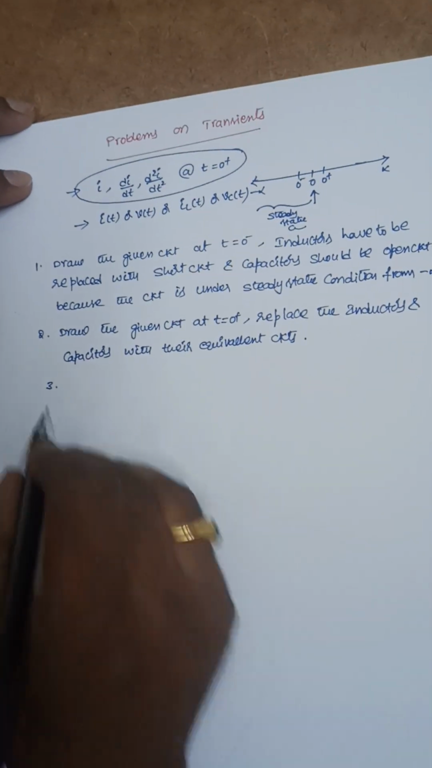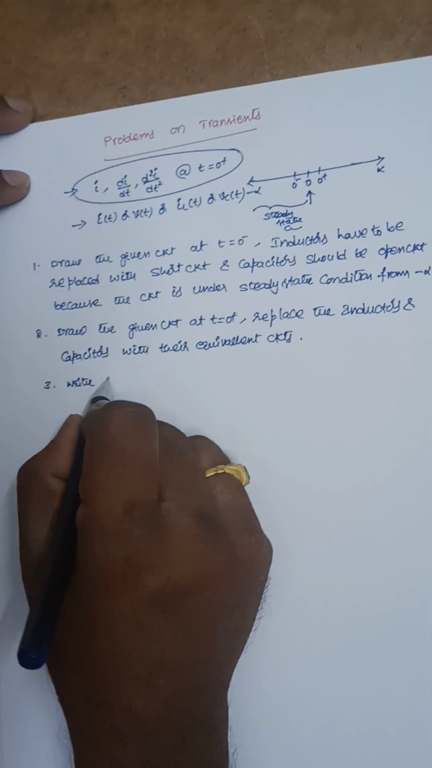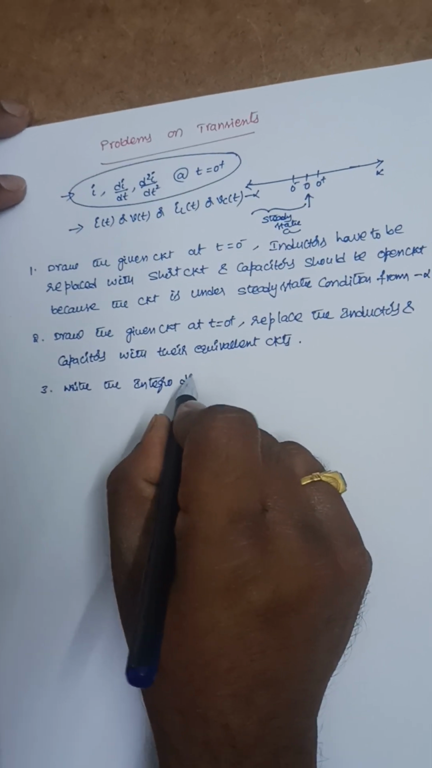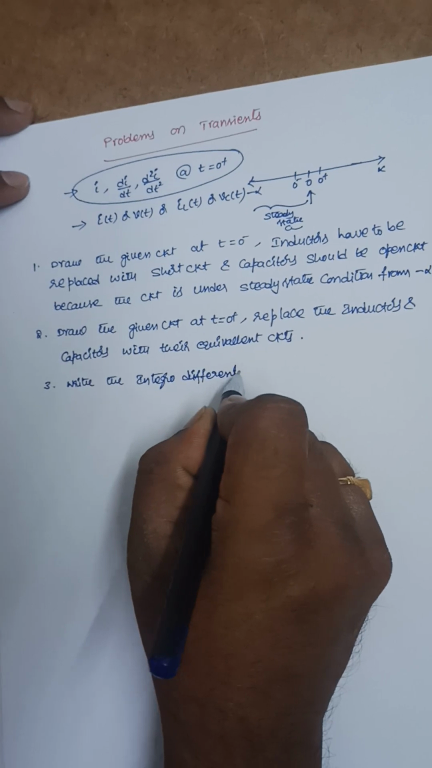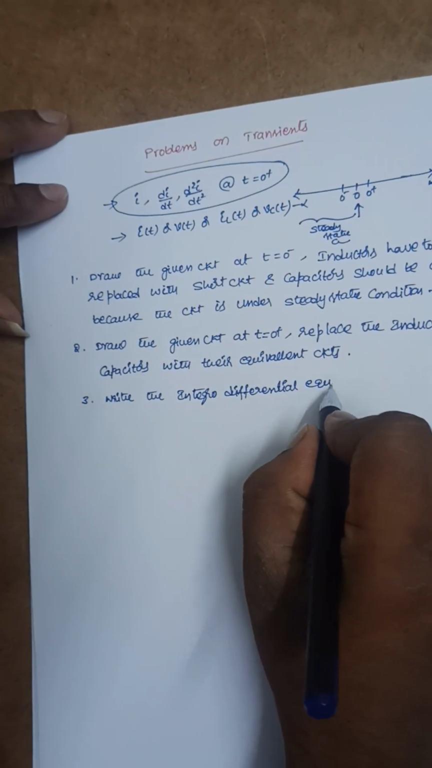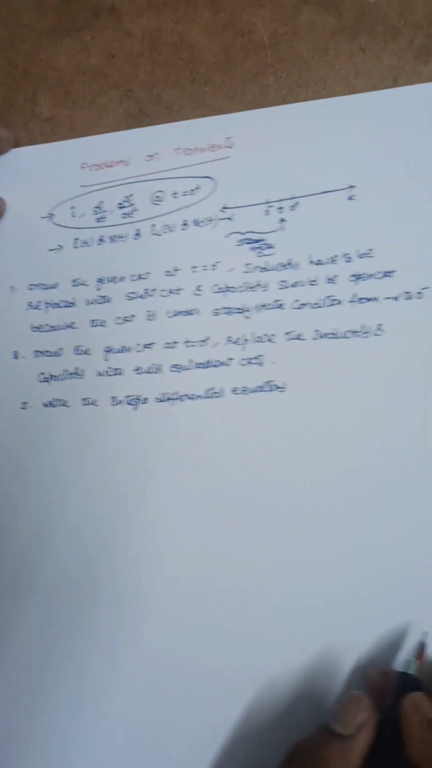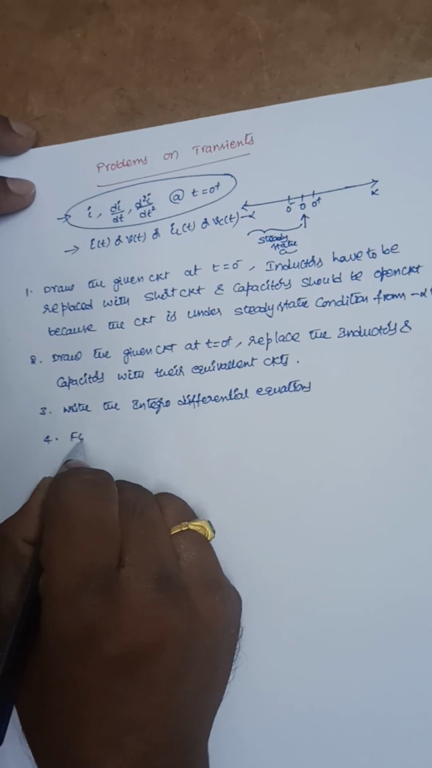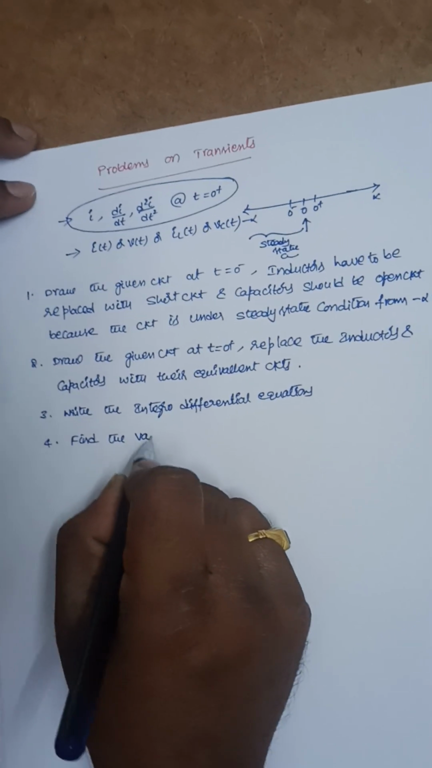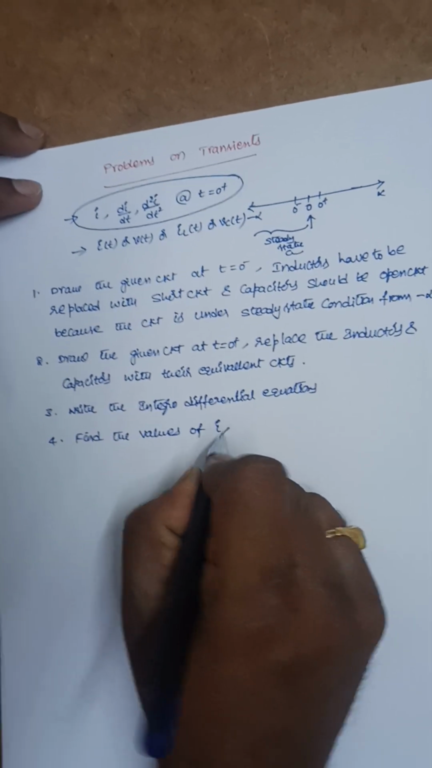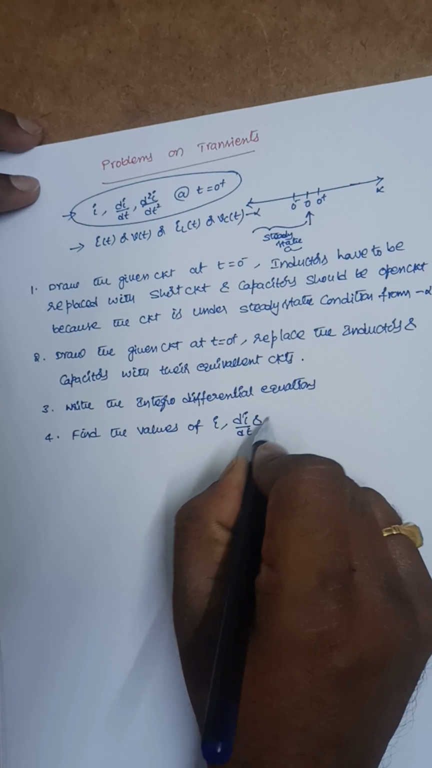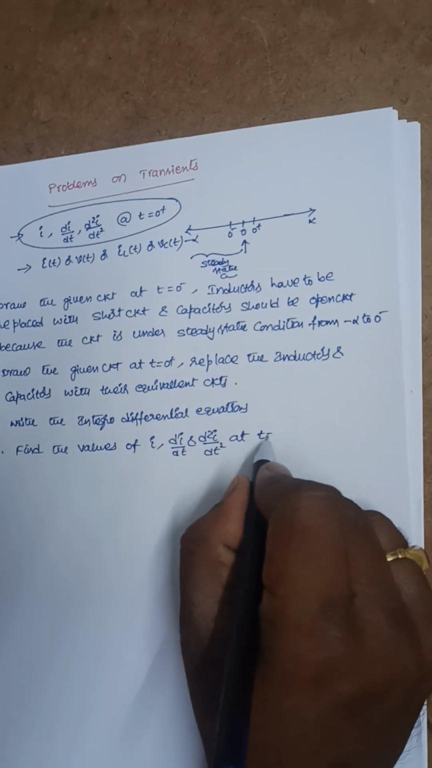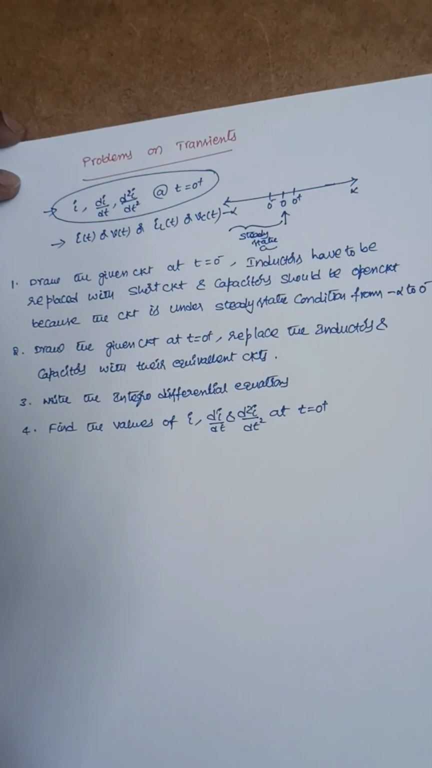Next, write the integral differential equations. Then find the values of I, di by dt and d square I by dt square at t is equal to 0 plus. So this is the procedure that we need to follow.